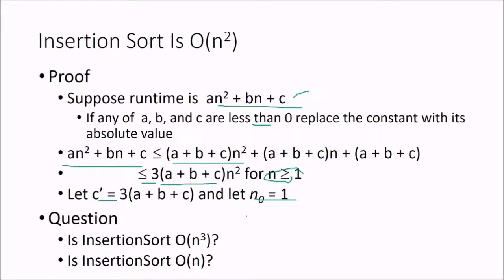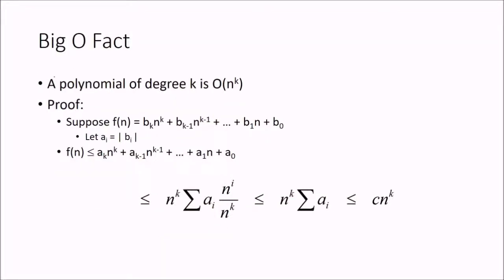So is insertion sort now n cube or insertion sort n? Is it n cube or n? Because we have already n square, we have to underline that if it is n square, the upper bound should be n cube, or we have n here, it should be order of n also. So the big O fact is that a polynomial of degree k is of order n to the power k. In this case the order is 2: the polynomial n square plus b n plus c has order 2, so it is order of n square.